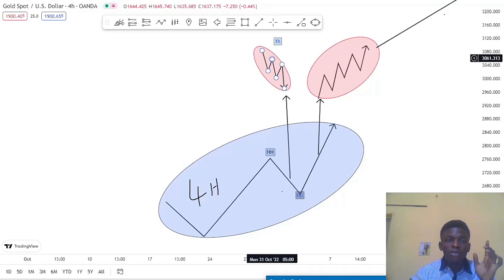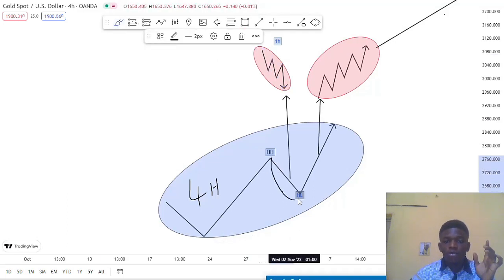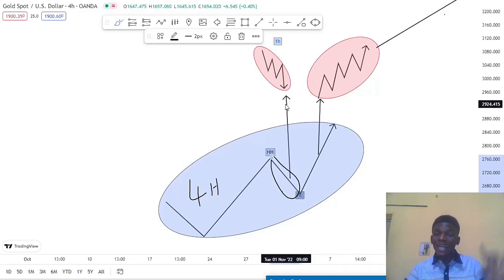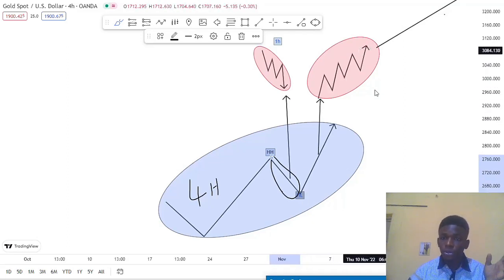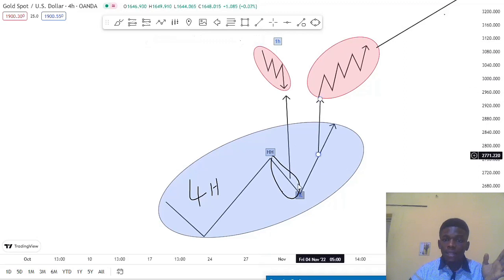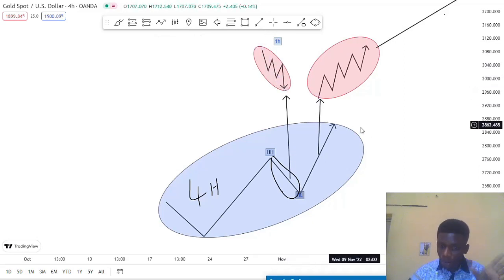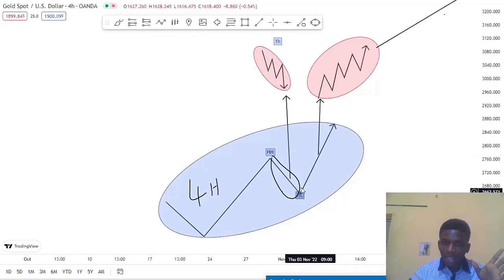The whole of this movement here will be creating a series of lower low, lower high, lower low, lower high on the lower time frame, that is the 1 hour time frame, and this impulse will create a higher high, higher low, right? Now, having known that, this is how it will look on the hourly time frame, this pattern here.